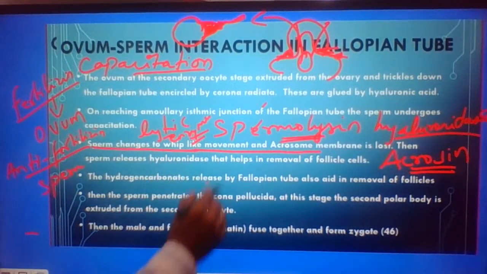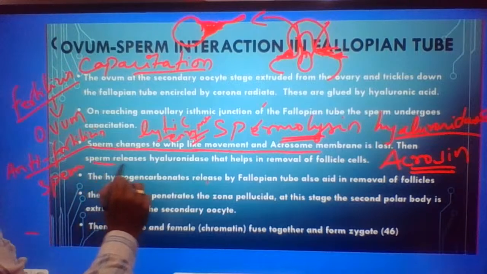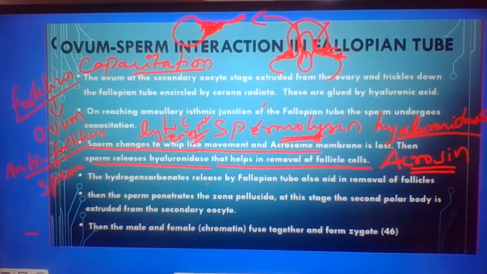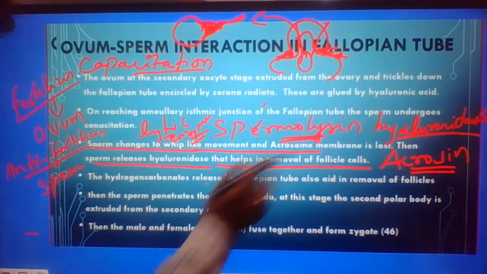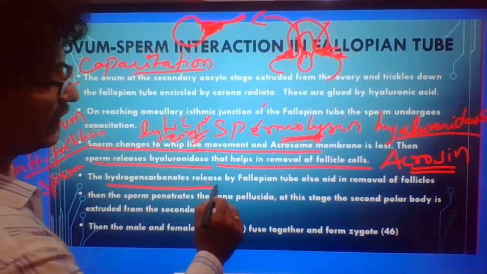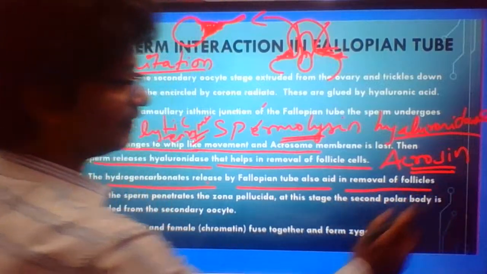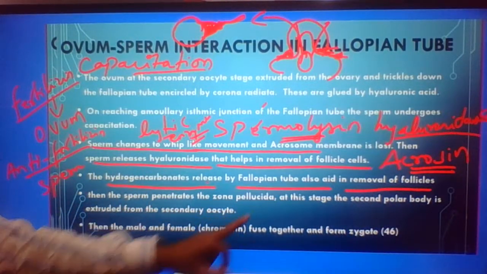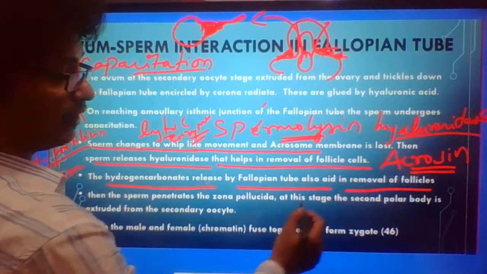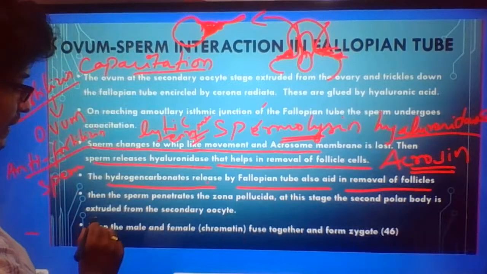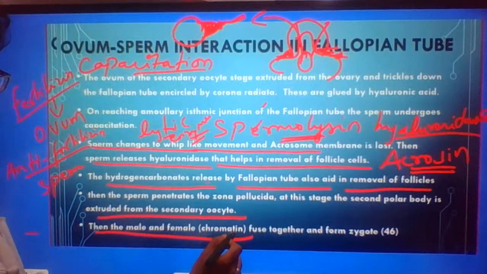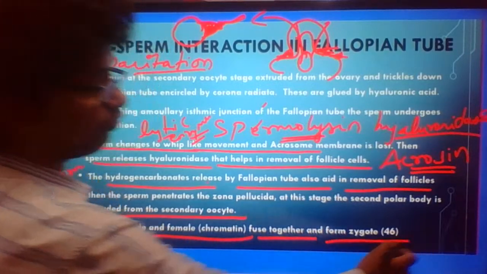Here the acrosome membrane is lost, then the sperm releases the hyaluronidase enzyme, which removes the follicle cells like the zona pellucida and corona radiata. Already I told you, the hyaluronidase released by the fallopian tube also aids in the removal of the follicles. Then the sperm penetrates the zona pellucida, which happens through acrosin. At this stage the second polar body is extruded from the secondary oocyte. Then the male and female chromatin fuse together and form the zygote.